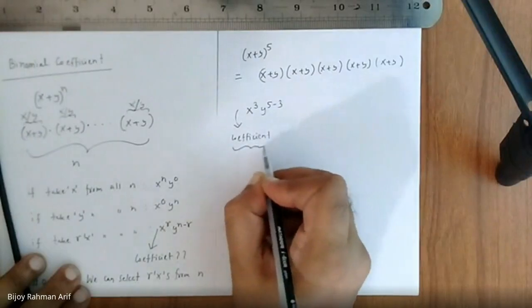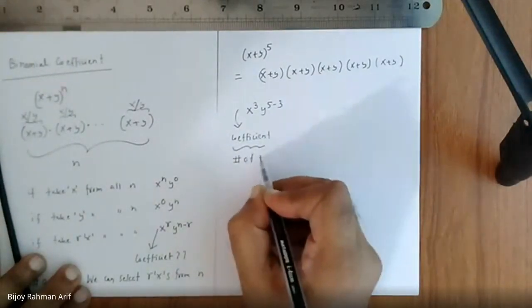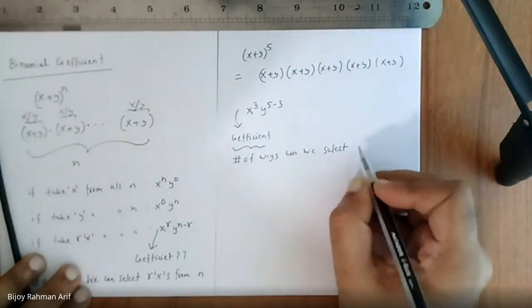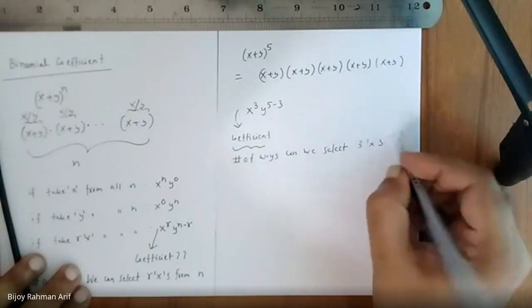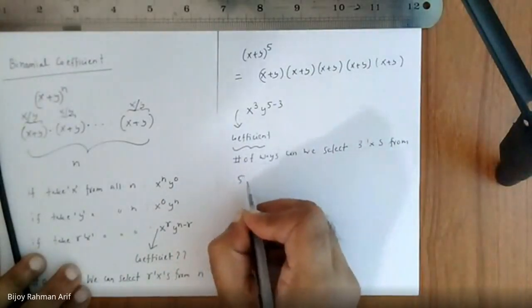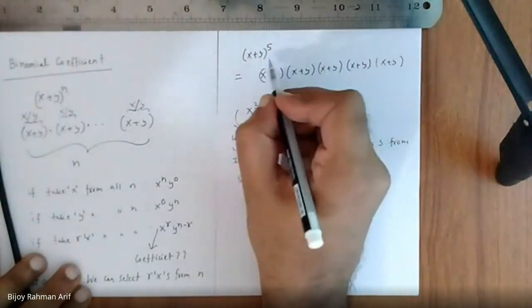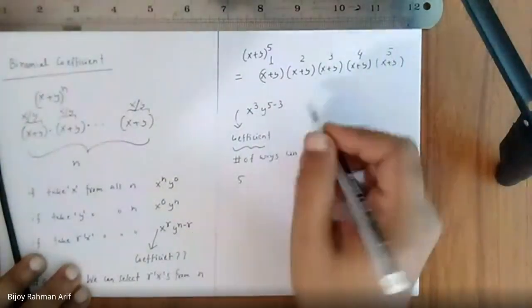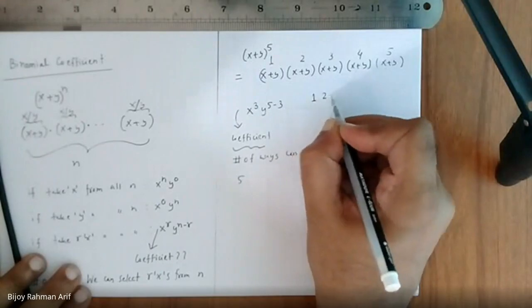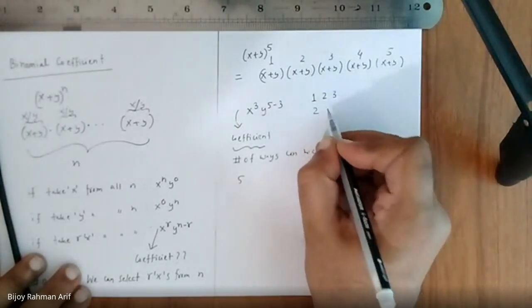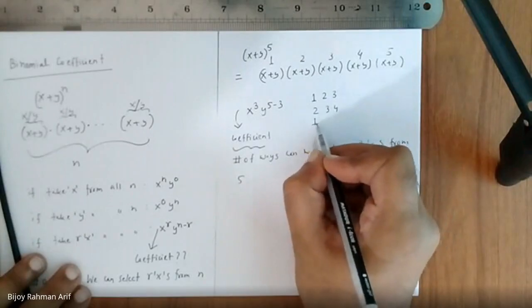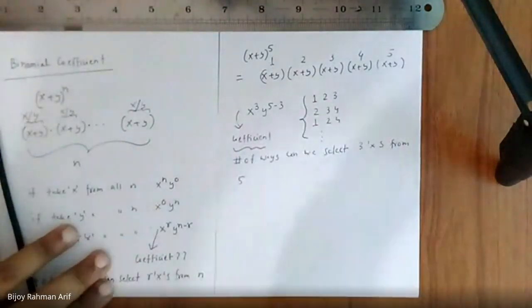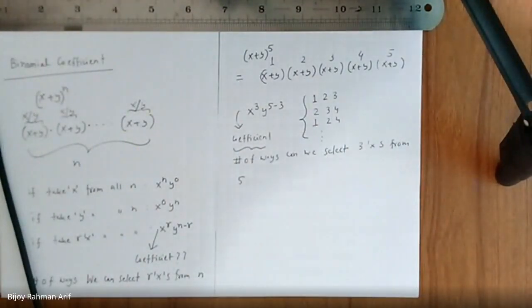The coefficient will be nothing but the number of ways we can select 3 x's from 5. Let's number them 1, 2, 3, 4, 5. So 3 x's can be chosen like this: 1, 2, 3. It is also possible to choose 2, 3, 4, or 1, 2, 4, and so on. Do you agree with me or not? So this selection represents the coefficient. Did you get it? Yes, sir.